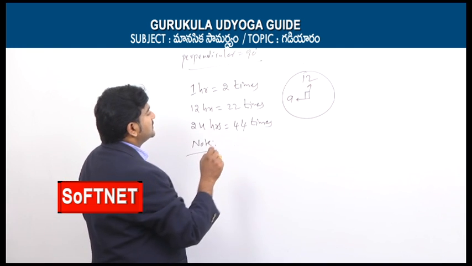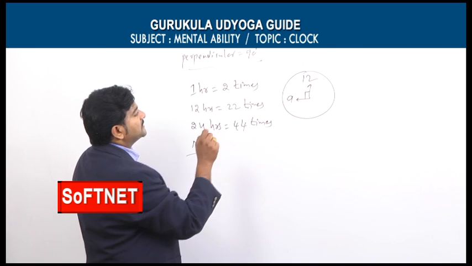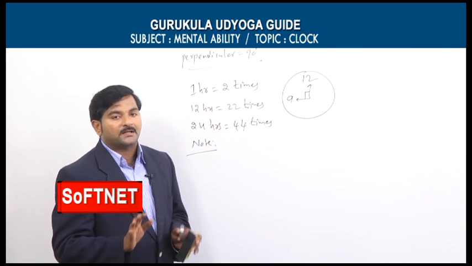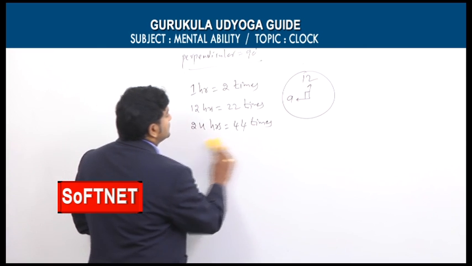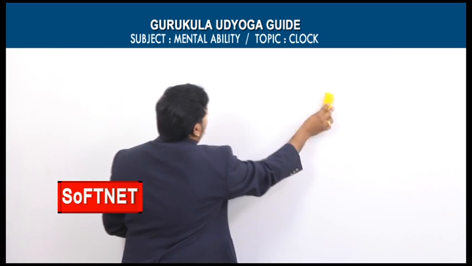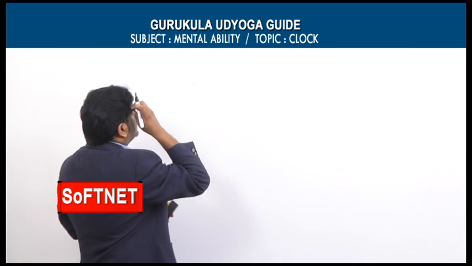When 2 hands are opposite to each other, they are 30 minute spaces apart. When 2 hands are perpendicular to each other, they are only 15 minute spaces apart. These are the conditions. So now in the clocks topic, we come across one formula. By using that formula, we can find out the various problems.